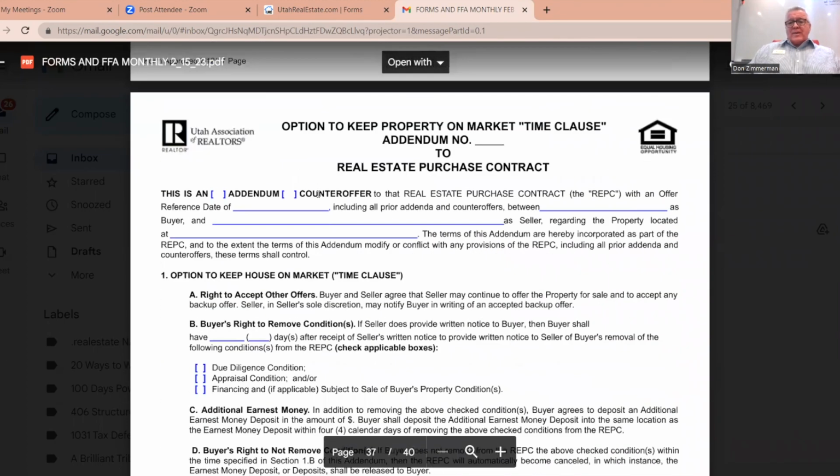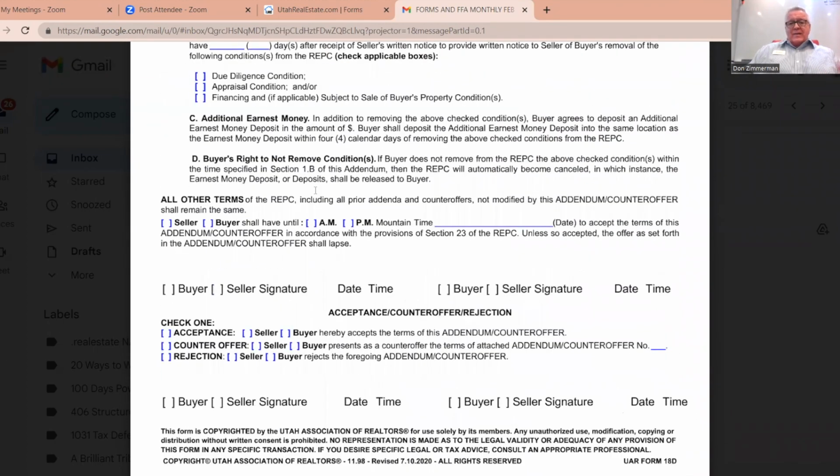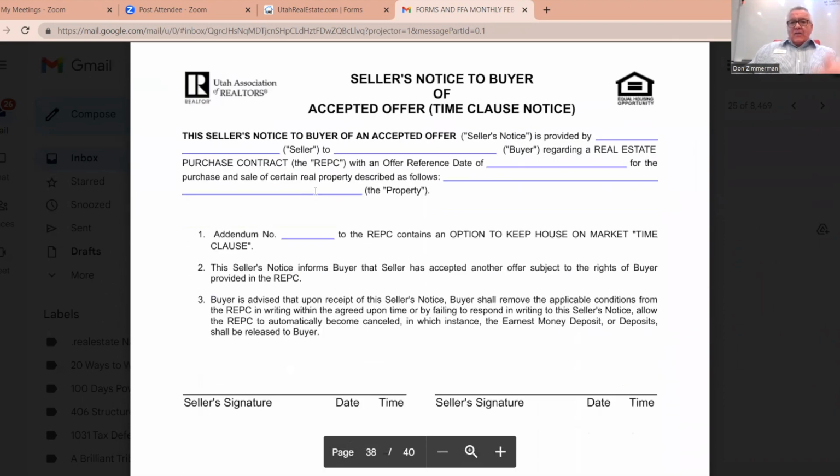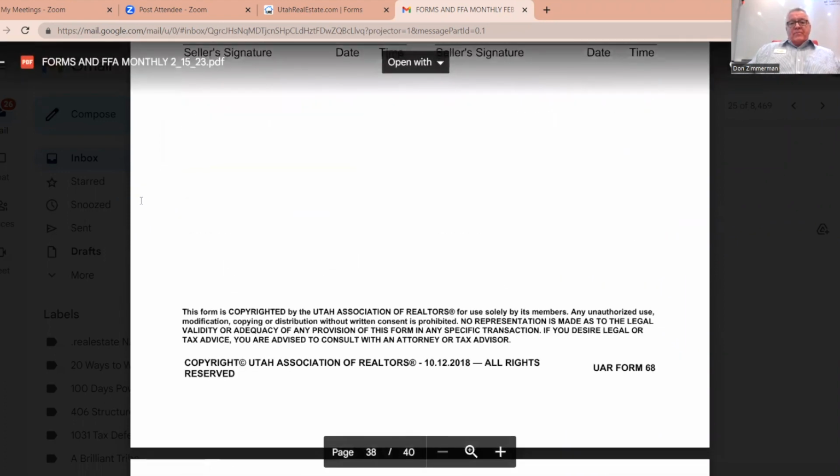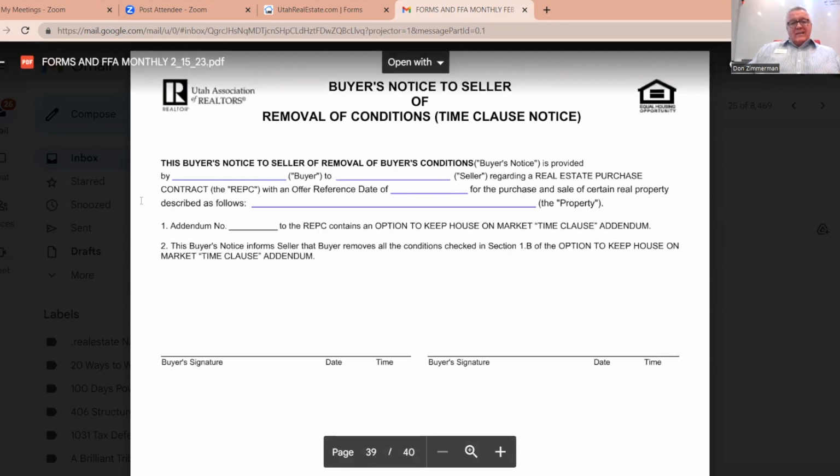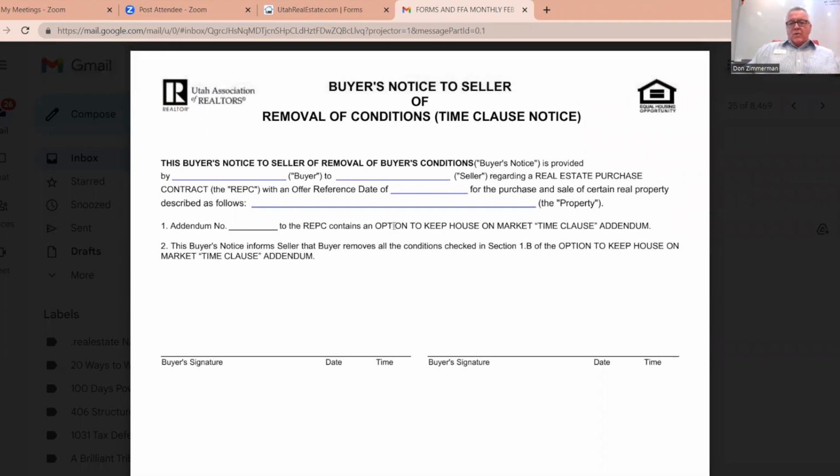They work hand in hand. Time clause notice, you accept a contract with a time clause. Then this is the seller's notice. If you get another offer, seller sends a notice to the buyer, hey, this starts your time clause ticking because we've got another offer. If the buyer can release the time clause, they use this notice to send to the seller and say, we are hereby removing our contingency. Okay, those work hand in hand.